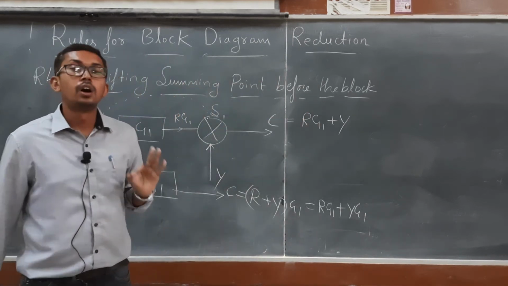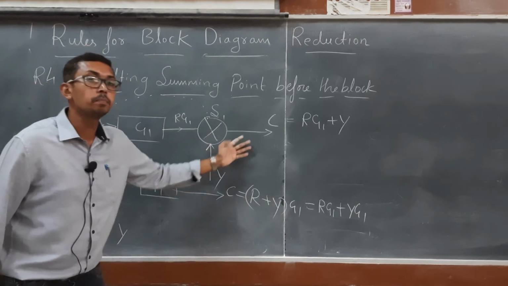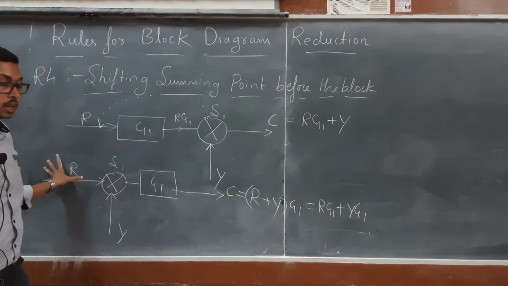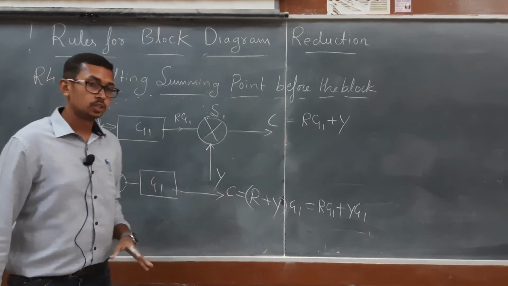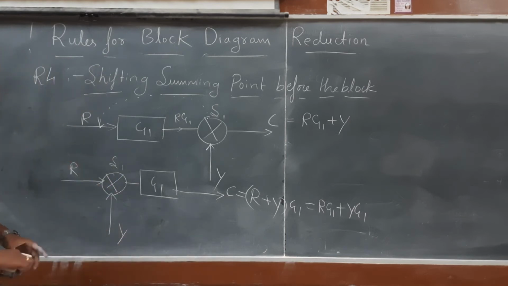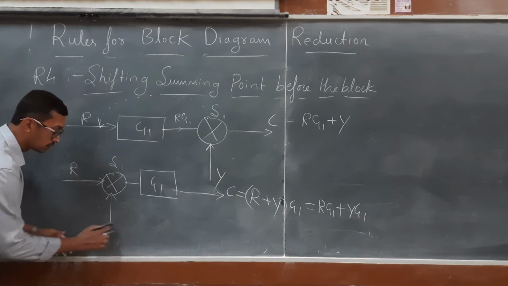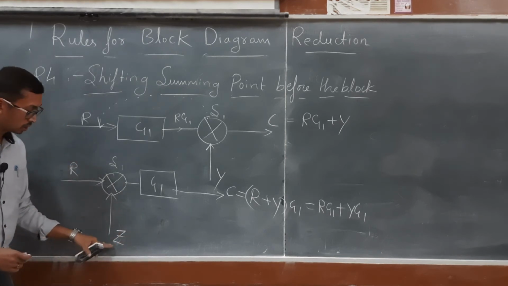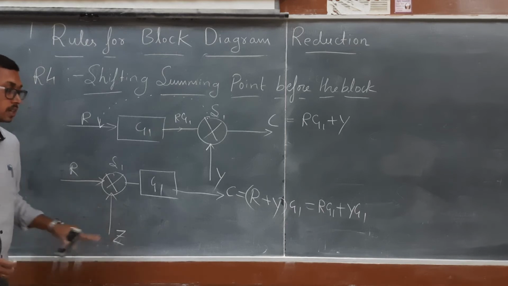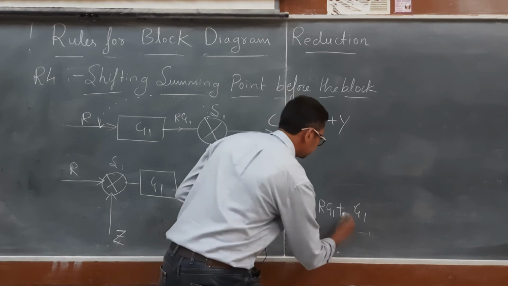So that is our objective. In such case, if you want to transfer the summing point before the block, then how can I make the output the same? To demonstrate that, instead of y, I am going to consider this signal as z. For the demonstration, consider this is z. So what will be here?